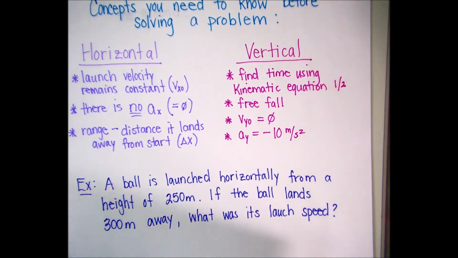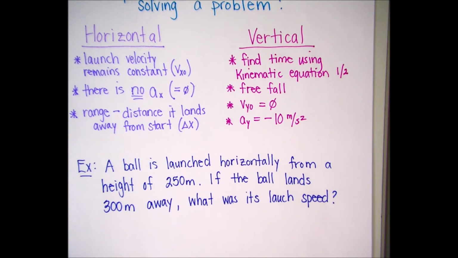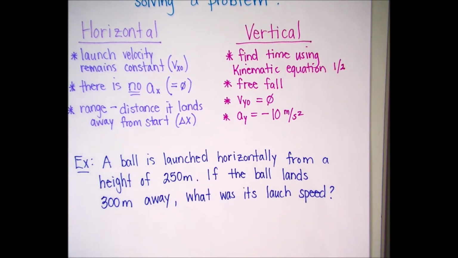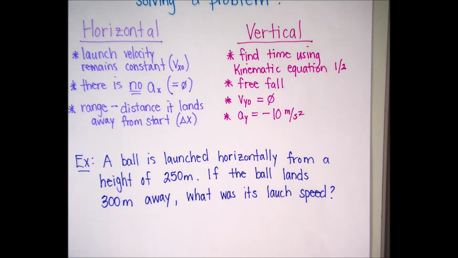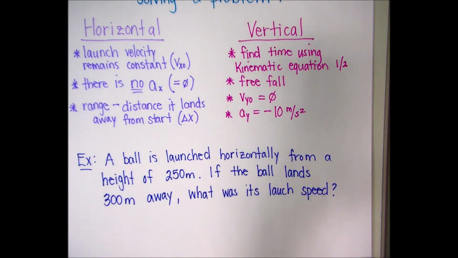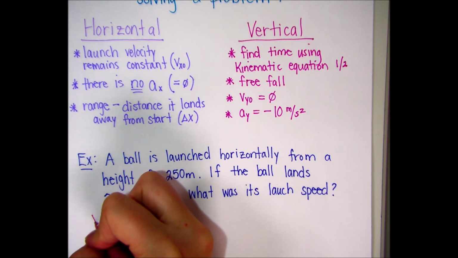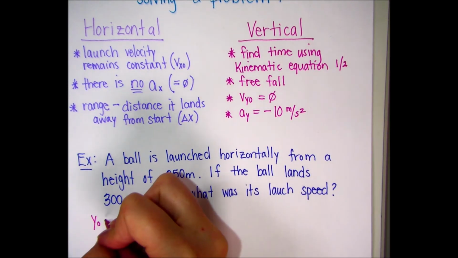So let's look at a sample problem. A ball is launched horizontally from a height of 250 meters. If the ball lands 300 meters away, what is its launch speed? So the first thing is determine what is given and what is being asked for. So a height of 250 meters, that is your initial position.